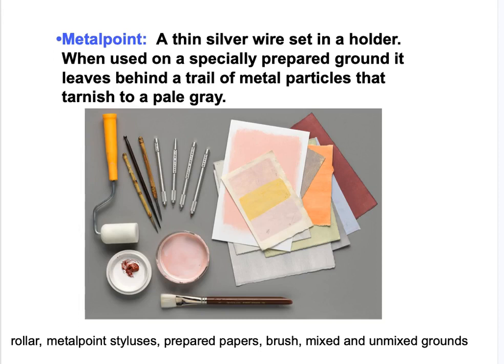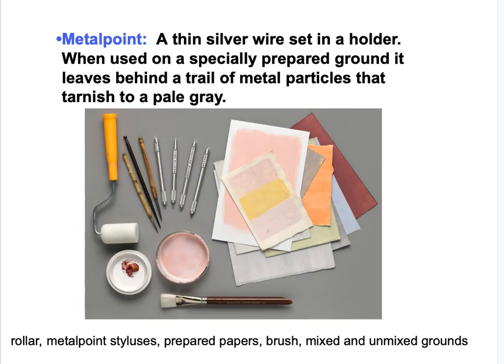So it's in a holder, and when it's used on specially prepared ground, meaning the surface that you're working on, it leaves behind a trail of metal particles, and those actually tarnish as time goes by. If you're using pure silver, then the tarnishing effect is more reliable. But other types of metals can be used and they may tarnish in different ways. But all the same principle. The reason this isn't quite as done as frequently today is it does require a lot of skill and it is time consuming.